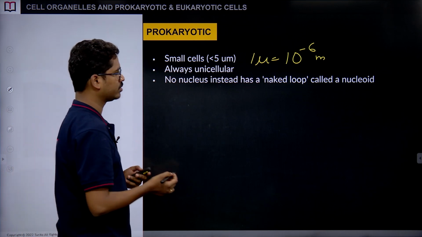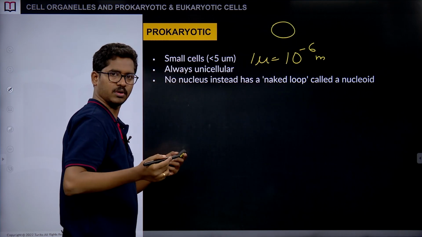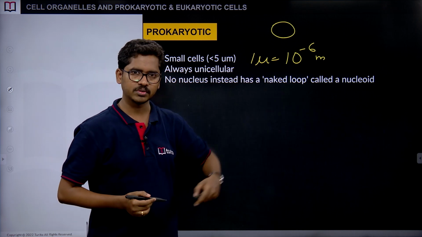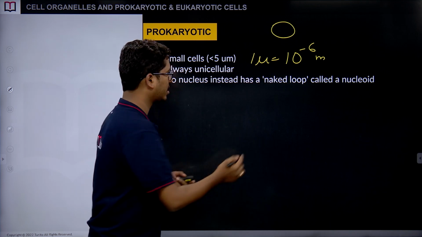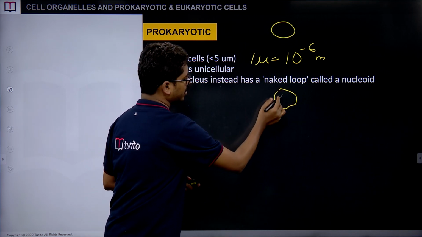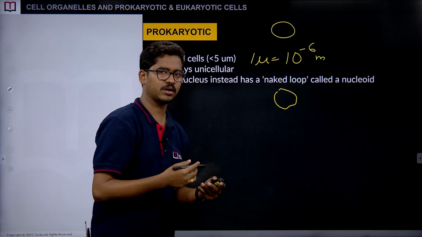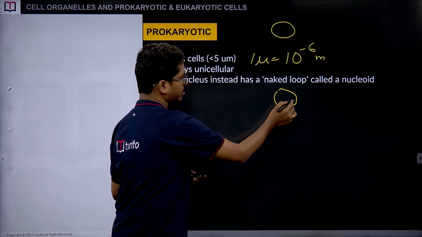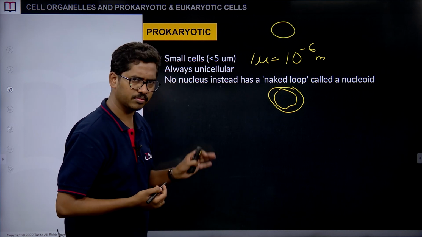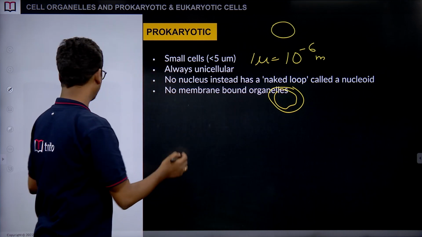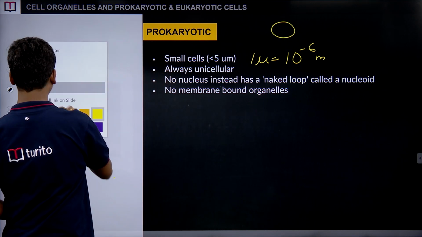It is not like a true loop. When it is said to be a naked loop, it is just a circular structure available like that, and it does not have any covering over it. If there is a disturbance through the whole body of the cell, the contents would easily be suspended in the cytoplasm of the organism. That is why you call it a nucleoid.